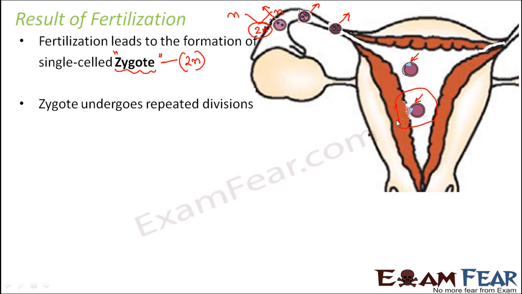We will discuss the implantation part in more detail. So how much time do you think it takes for the embryo to reach from here till here? It takes around 4 to 5 days to enter into the uterus. So from here till the uterus will take some 4-5 days.